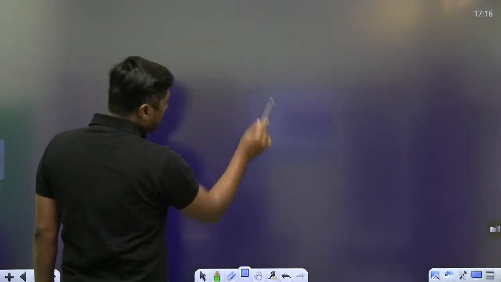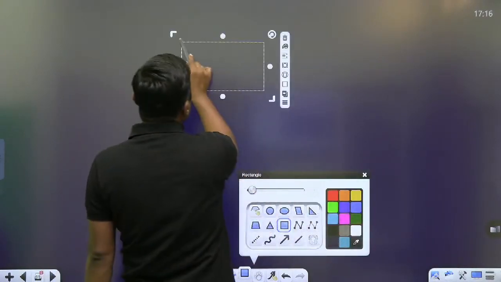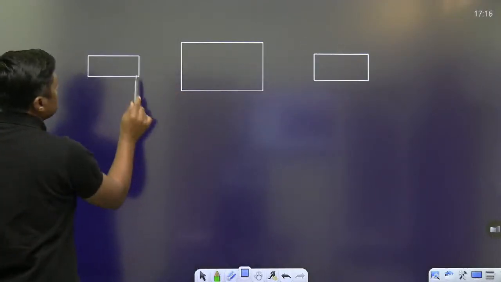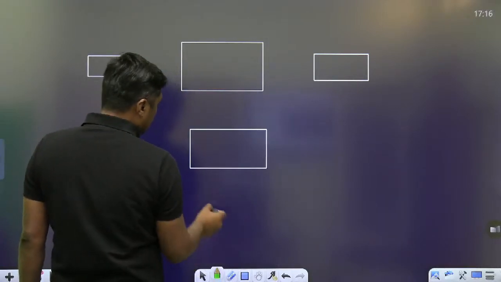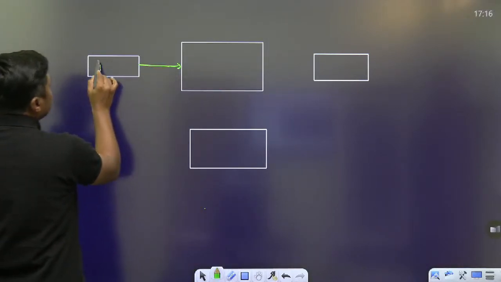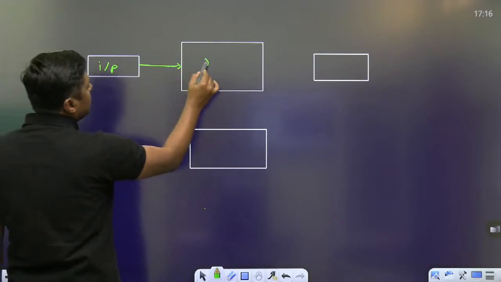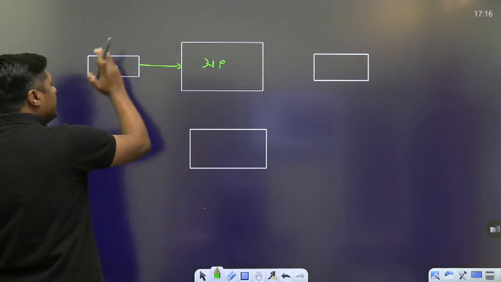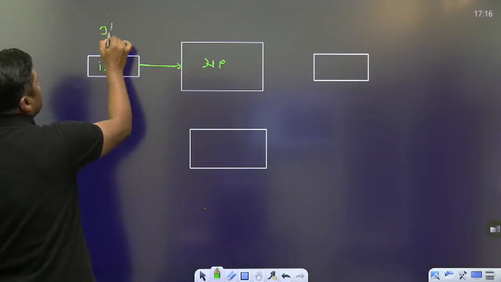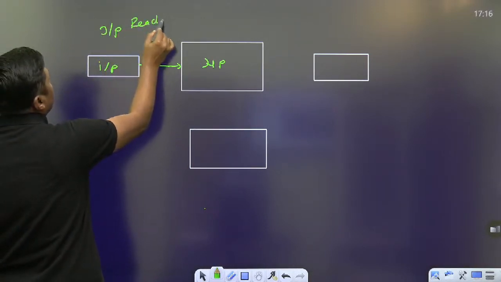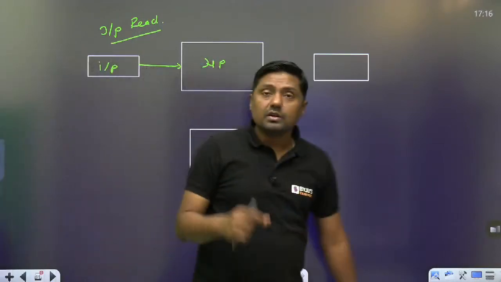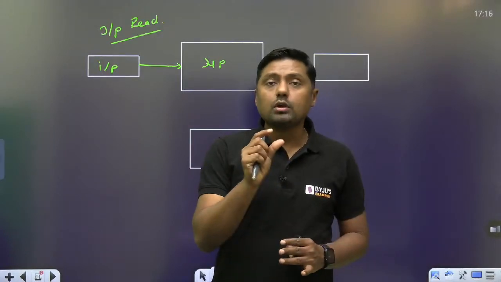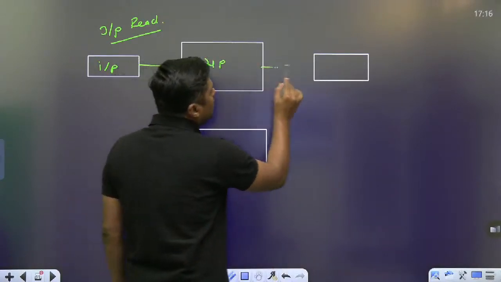Now, this is the microprocessor. What are the basic functions? Everyone give me the answer. There are four basic functions. This is the input device, and the microprocessor will read the signal from the input device. So this operation is called input read. The microprocessor will read the data from the input device, and that operation is called input read.